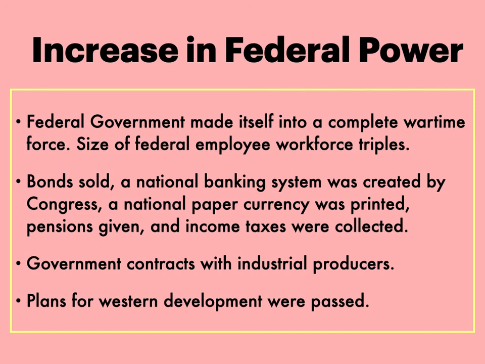Retirement pensions were promised to federal employees, and income taxes were collected during the war. Government contracts with industrial producers helped bolster and then propel the interests of the industrial capitalists, leading to the formation of the nation's first corporations. Plans for Western development were passed. These included the approval of plans for a transcontinental railroad, the Homestead Act, which promoted settlement across the Great Plains, and created the Western Agricultural University System.